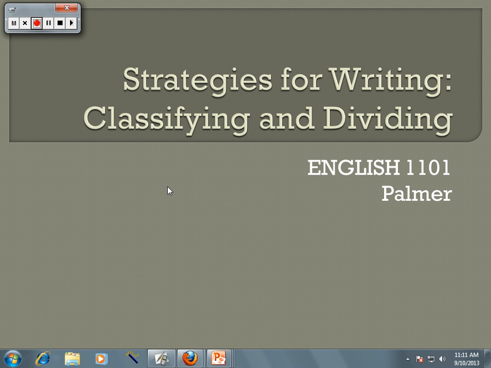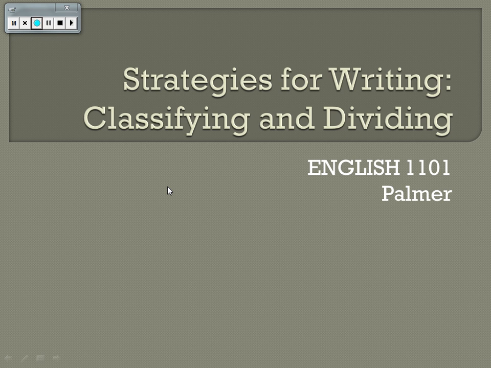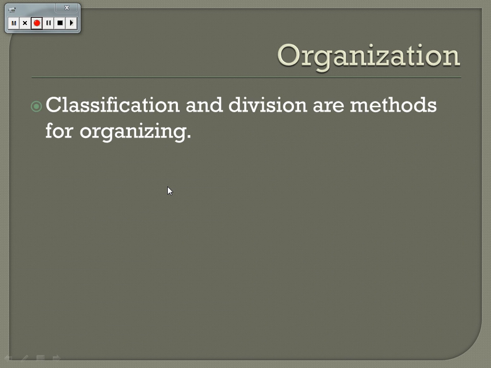This one, I probably should have started with this one. I think the next time I teach this class, I'm going to start with this, because this is the most basic organizational strategy, all right, for organizing your thoughts, for organizing your writing. It's all about organization. Classification and division are methods for organizing. Two different methods. They're very similar, right? If you classify something, if you divide something, they're very similar ideas, but they're a little bit different. But they are methods for organizing.